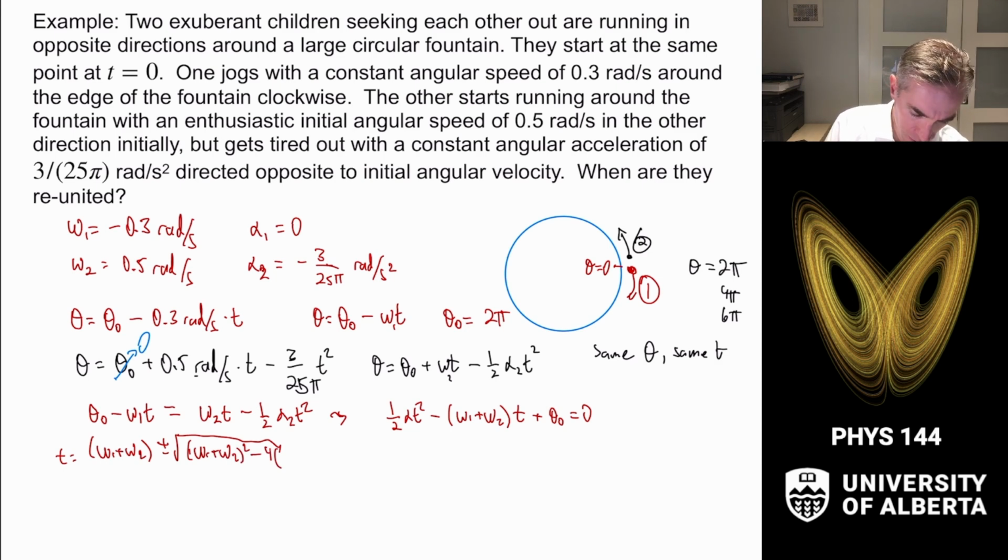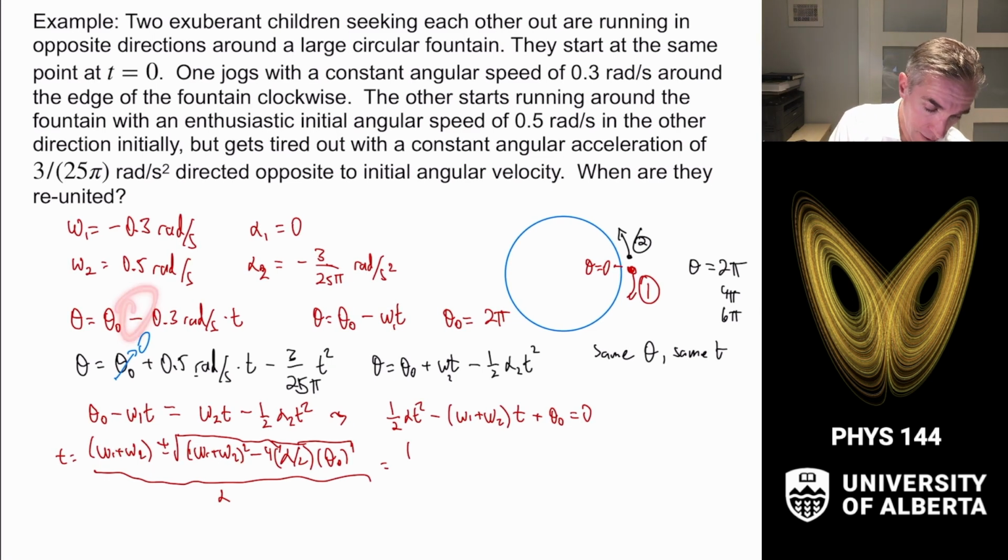So this is equal to 4 times alpha over 2 times c, which is the theta naught term, theta naught, all over 2a, which is 2 times 1/2 alpha, which is just alpha. So I can plug in some numbers here. And so then that's going to be omega 1 plus omega 2 as I've defined them. I've included the sign in the expression already. So omega 1 and omega 2 are just the speeds.